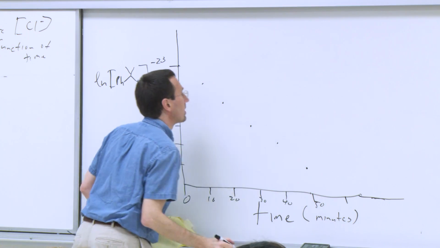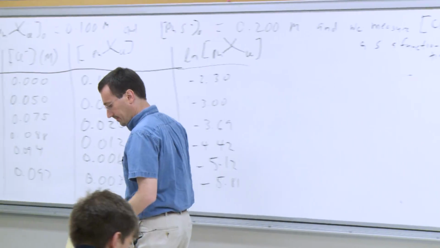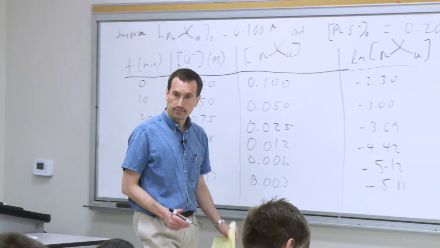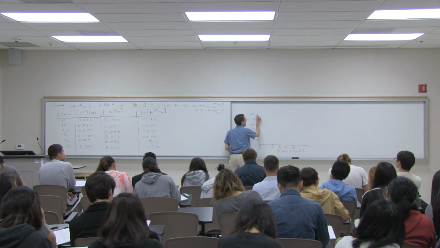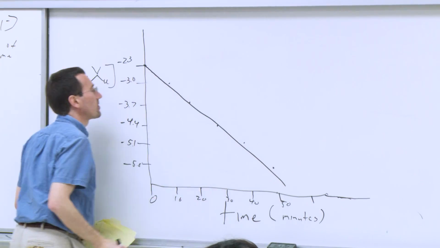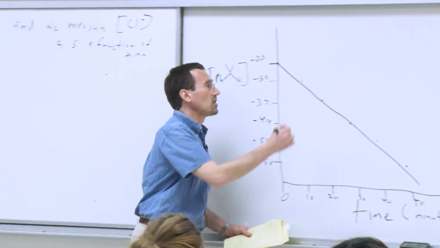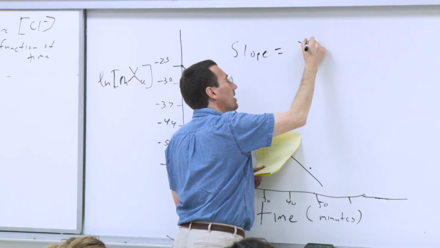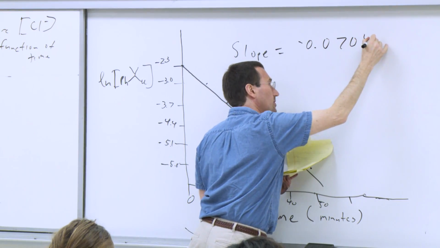our graph would look something like that. And then if I fit a straight line to the data, it's not the most perfect straight line, but my straight line would look something like that. And the slope of that line equals -0.0704.